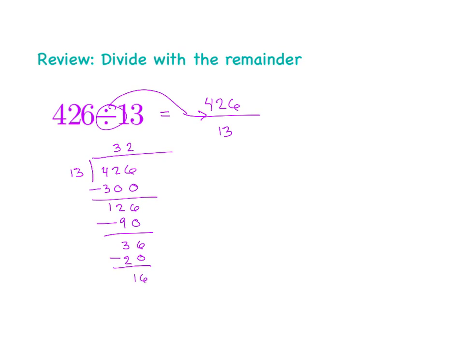And then what's 3 times 2? 6. So we're going to subtract that, and we get a remainder of 10. So our answer here is that we have 32 wholes. We're able to fill in 32 whole circles, but then we have 10 left over, or 10/13ths of a circle left.